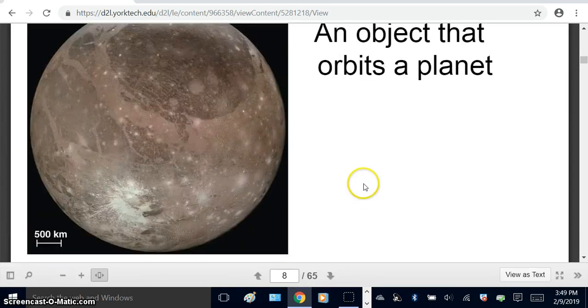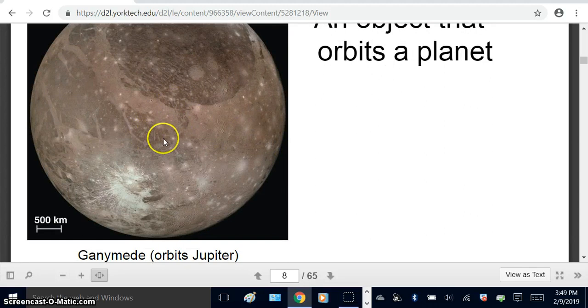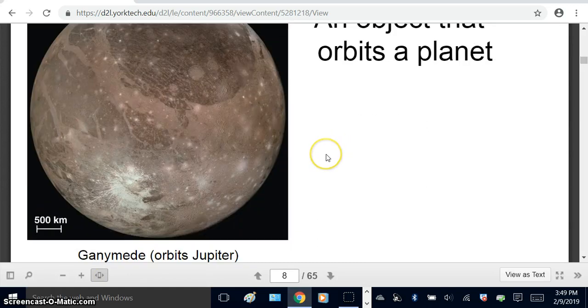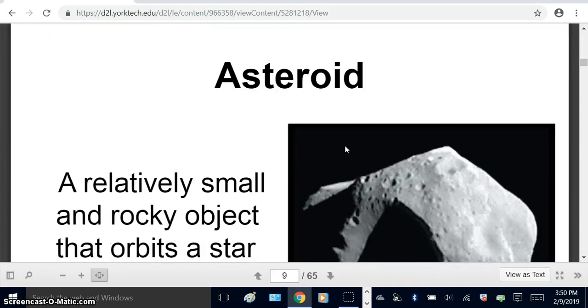Oh, I'm sorry, that's actually not it. It kind of looks like our moon. Sorry about that. That's actually Ganymede, which is the largest moon in the solar system. It kind of does look like our moon. You can see some craters and things like that. We'll talk much more about that.